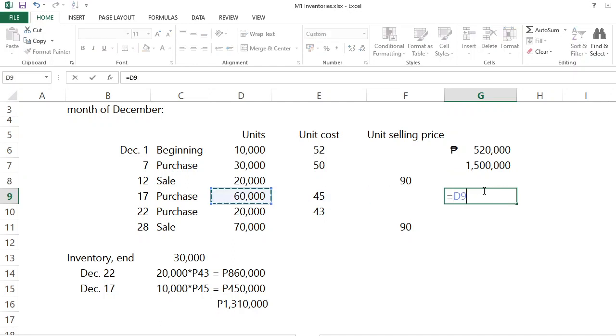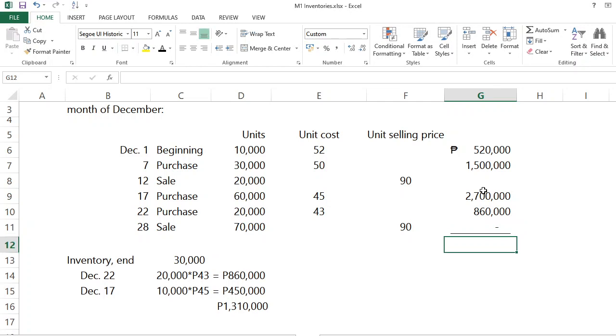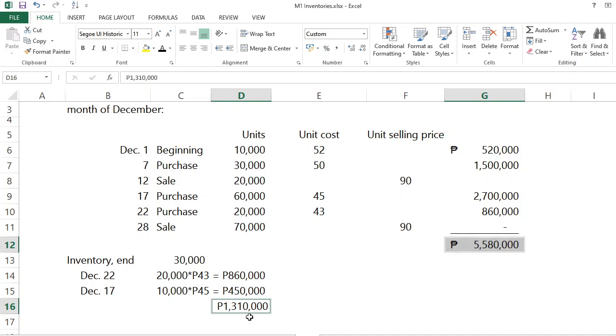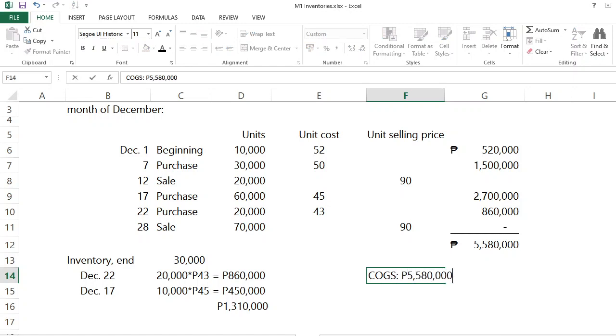Tanan gyud nga imong napalit and also ang imong beginning. So, kaning mga purchases lang ang atong focus. Ayan. Therefore, at the end of the year, naa diay kay how much? 5,580,000 nga available for sale. Pero, na-compute na ni ganina, nga dili tanan na baligya. 1.31 million ang nabilin sa bodega. Therefore, your cost of goods sold is simply 5,580 minus your 1,310, and that is 4.27 million or 4,270,000. That is the cost of the goods nga nabaligya.